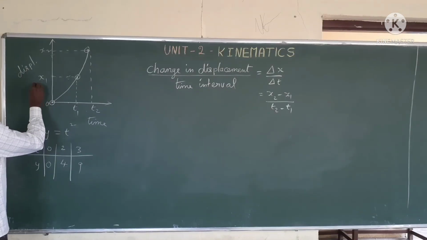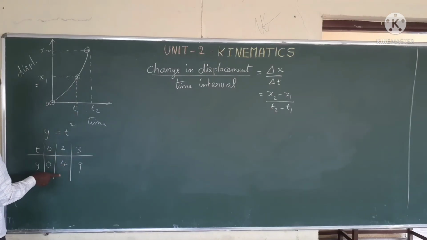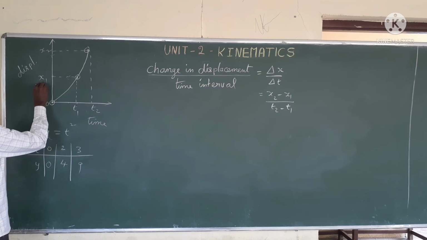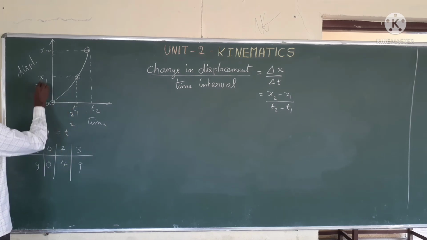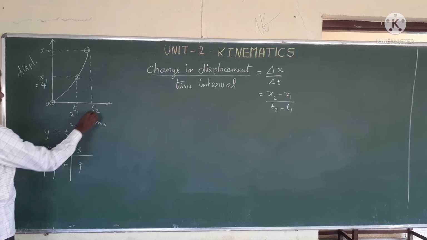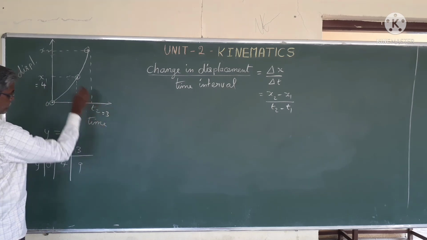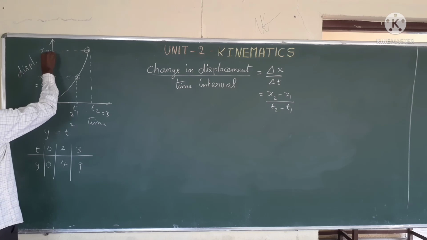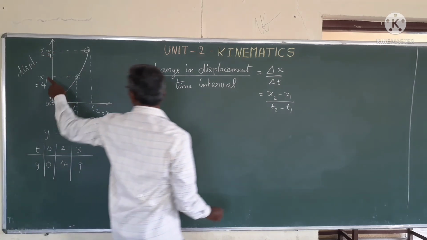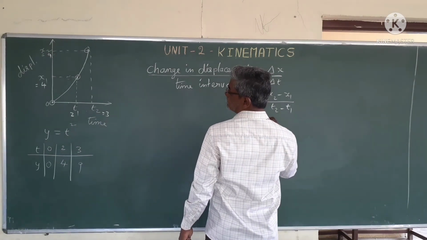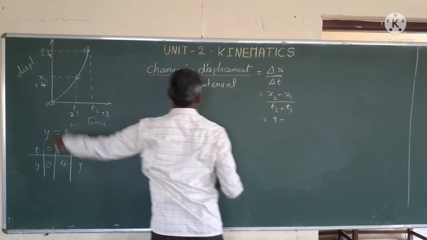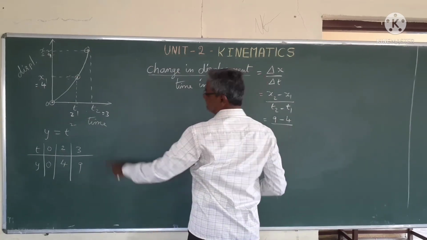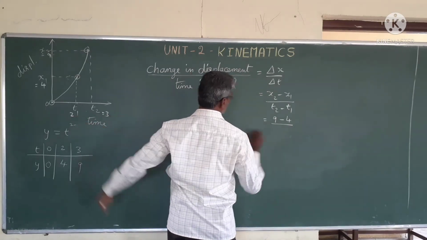Here, what is x1? 4. Here t1 is what? 2. And t2 is 3. And here x2 is what? 9. Now you see x2 is 9 minus x1 is 4, t2 is 3 minus 2.